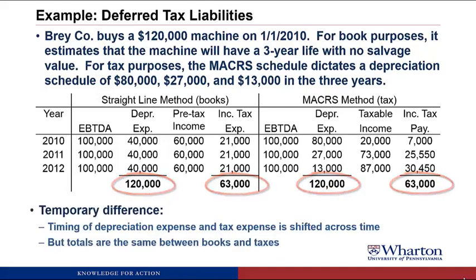This is the classic example of a temporary difference. The timing of the depreciation expense and tax expense is shifted across time, but the totals are the same between the books and taxes. So the difference between tax reporting and financial reporting with temporary differences doesn't mean that you pay more or less tax or have more or less expense. All it's doing is shifting those expenses and those taxes across time.